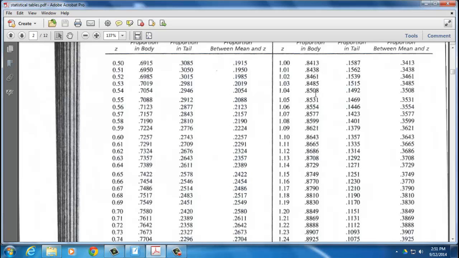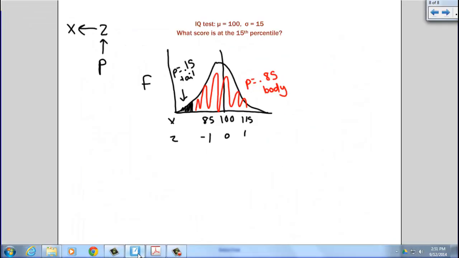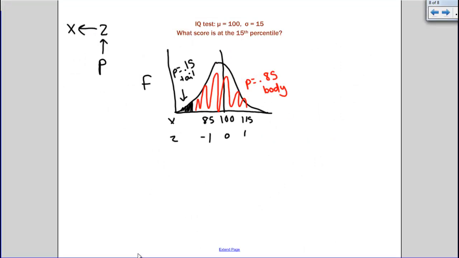And in both cases, 0.1492 is closer to 0.15 than 0.1515. So this is 0.0008 away from 0.15. This is 0.0015 away from 0.15. So this one's closer to the value we actually care about. Same thing here. This value is closer to 0.85 than this value. So we land on a z-score of 1.04, and that's what we need to use to figure out what x is.